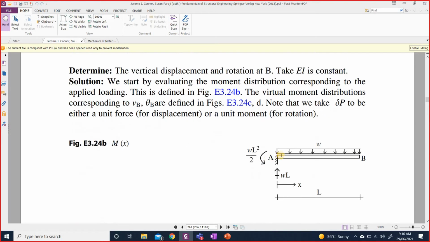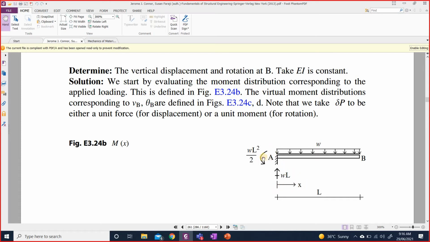So the first thing is, this is the given loading, or often we call this a real loading to distinguish it from those virtual loads. So we often use the term real loading or actual loading, or given loading. For this actual loading, you will apply it on the beam, same as given, and then you need to determine the distribution of bending moment as a function of x.